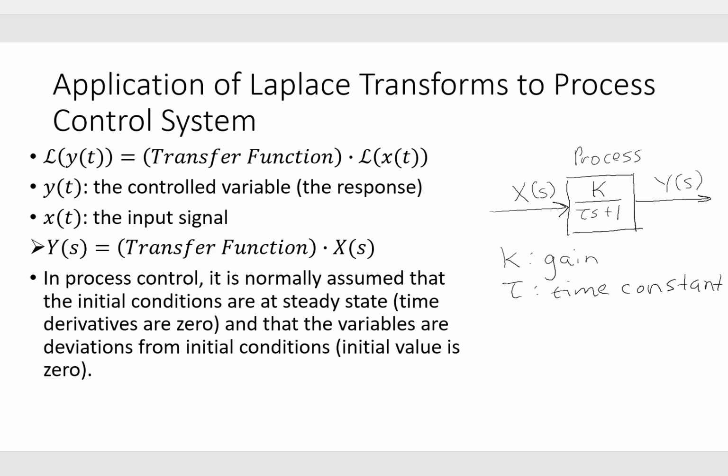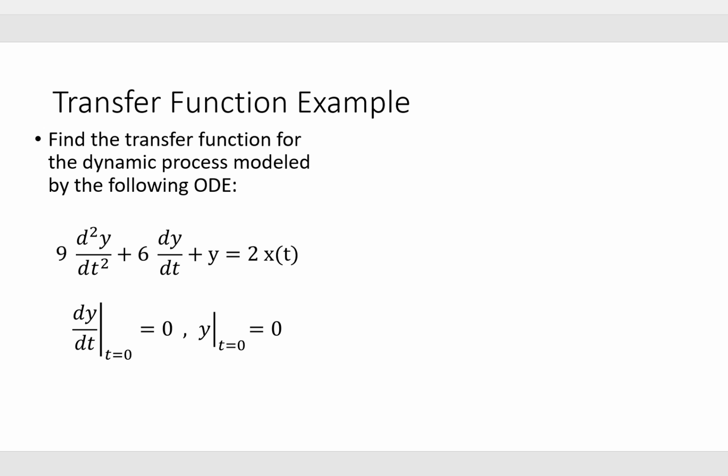Now our process control system has to intervene to maintain that controlled variable at its set point. Okay, so let's look at an example of a transfer function determination from an ODE. So just in your mind, you can think about how you can derive ODEs from first principles based on the specifications of your process.